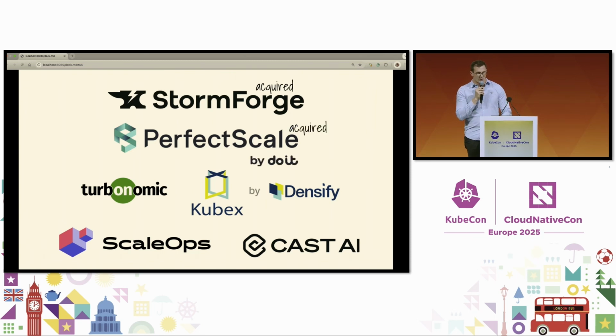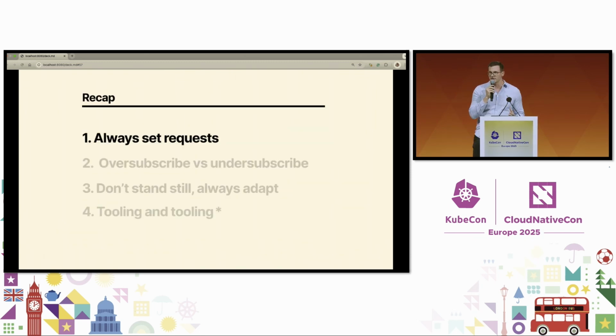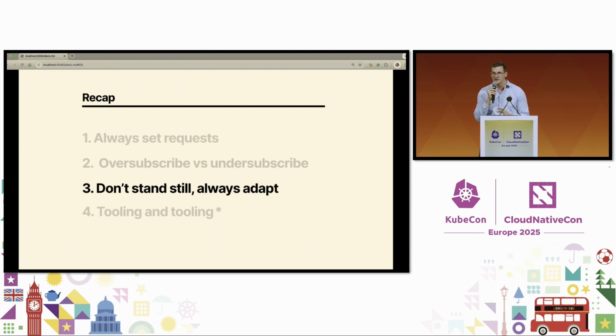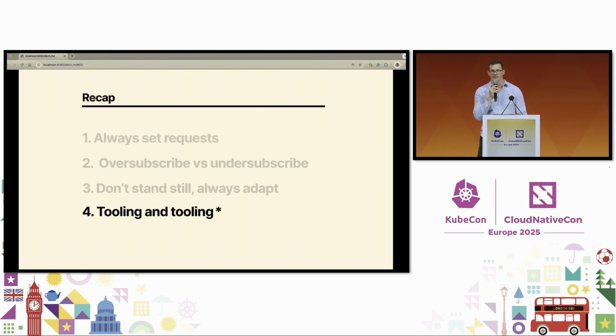Okay, so takeaway, always set your requests. And there are basically two scenarios for these requests. You go over and under, and then ideally, you don't just set them once. You keep adapting, you keep changing them, ideally with some tooling, open source tooling or tooling that you can find in the ecosystem.